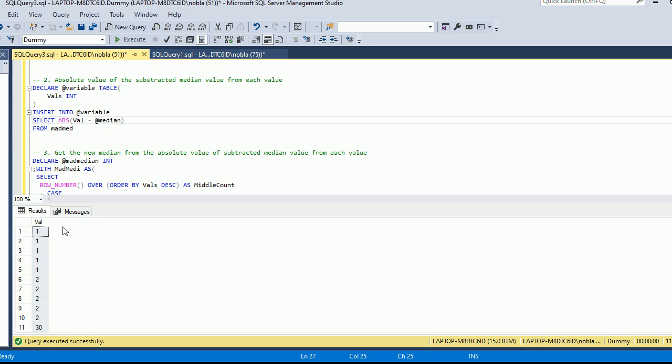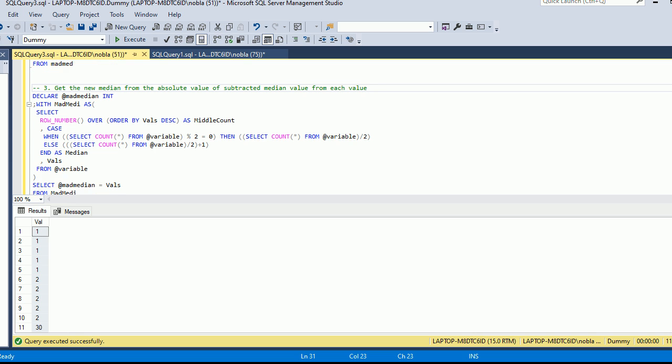So it's going to be 1 minus the median, which in this case is 2. But we're getting the absolute value, right? Oops, highlighted the wrong thing here. So we're getting the absolute value of this, so there are not going to be any negative numbers, okay? Once we do that, we're going to insert this into the variable table.